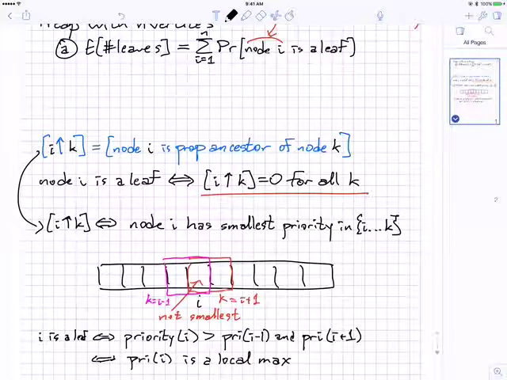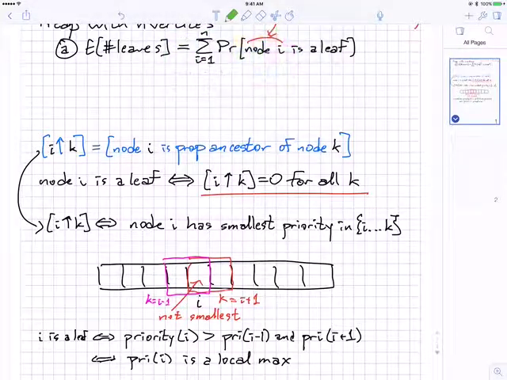But it's really the key observation that makes the analysis of treaps work, that makes the analysis for randomized quicksort work. So it's important to remember it, and by remember it, I mean write it on your cheat sheet. So if it's not a local maximum, it guarantees that it's not a leaf? Yes, if it's not a local maximum, that guarantees that it's not a leaf.